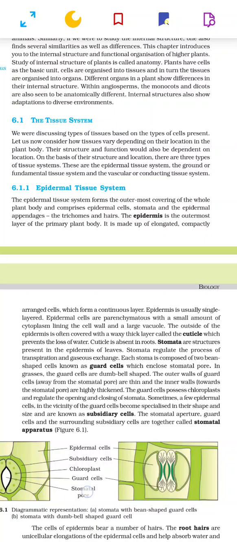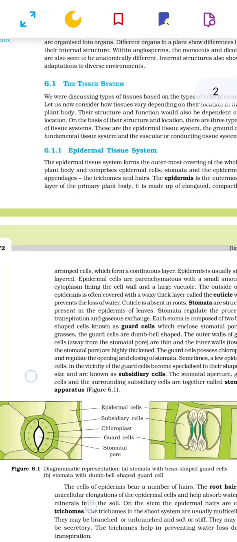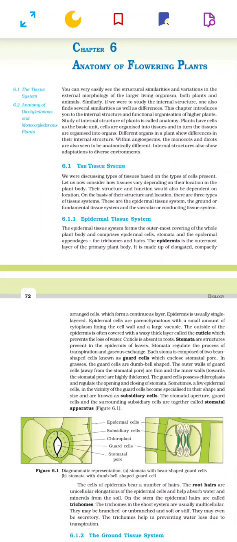As you can see in Figure 6.1, the diagrammatic representation, A represents the stomata with bean-shaped guard cells, and B represents the stomata with dumbbell-shaped guard cells. A is for the dicot plant and B is for the monocot plant. At the outer side there are epidermal cells, and there is modification of some epidermal cells into the subsidiary cells which are present in the vicinity of the guard cells.